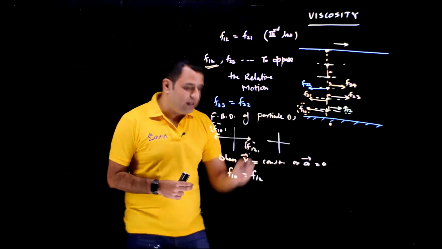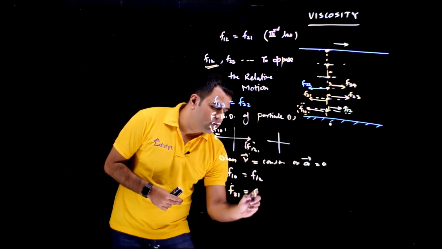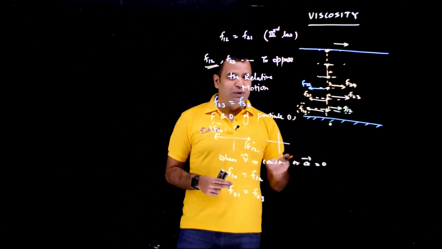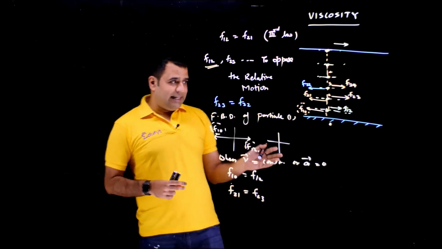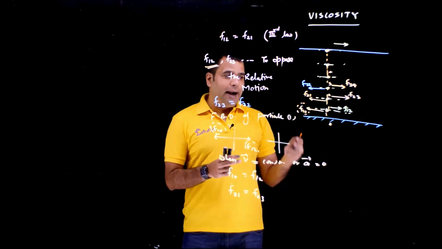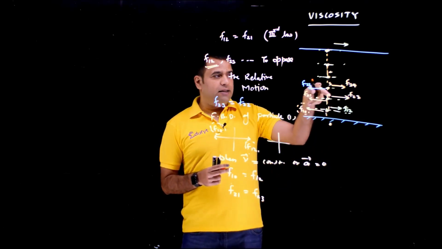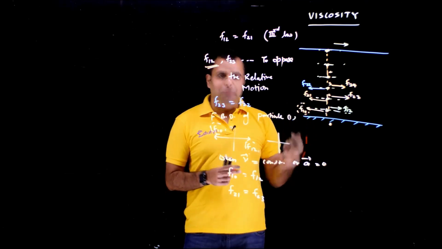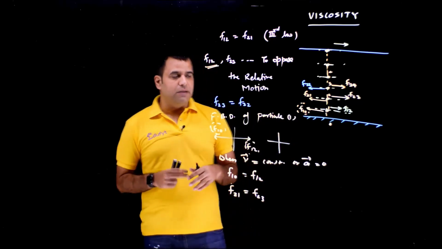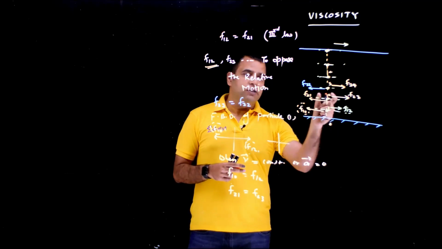For the second particle, F21 will be equal to F23. And you see, F23 is equal to F32. So at steady state, these two forces will become the same. But at the same time, these two forces are always the same because they are an action-reaction pair. So all these forces are already the same, which are action-reaction pairs, but when these particles achieve the steady state, these two forces will also become the same.